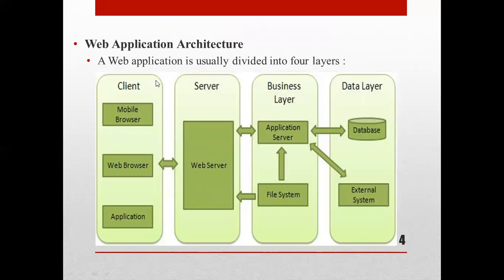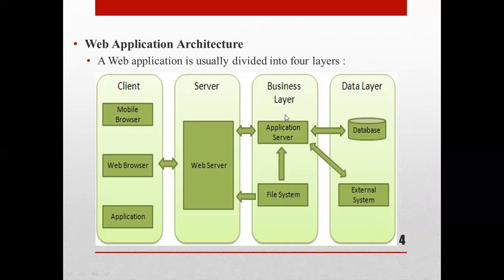Here you can see the web application architecture. This architecture is divided into four layers: client, server, business layer, and data layer. Your client may be a mobile browser, web browser, or any other application. The client will send the request to the server through the web browser, that is an HTTP request, or through any application or mobile browser. The HTTP request comes to the web server, and that request will be processed in that server.